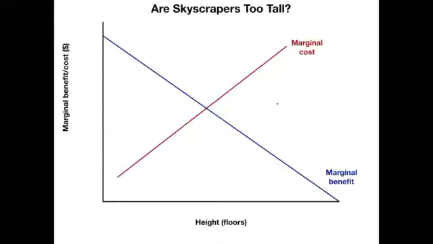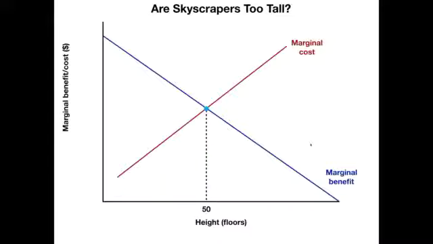So the optimal height of the building is going to be where the marginal cost is equal to the marginal benefit for that particular building. For this particular example, marginal cost and marginal benefit are equal to one another when the height is equal to 50. This is the optimal height of the skyscraper that we're possibly building. This is where marginal cost is equal to marginal benefit.